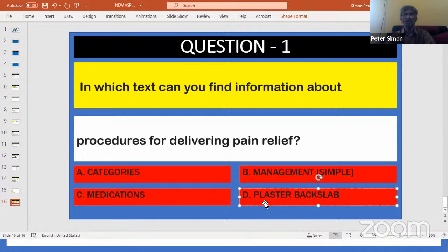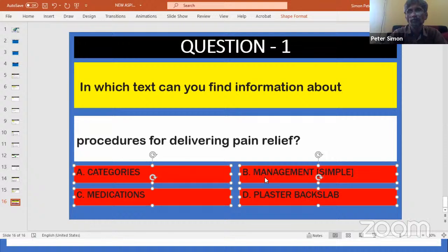So plaster backslab. So these are the options you can take. 1, 2, 3, 4.